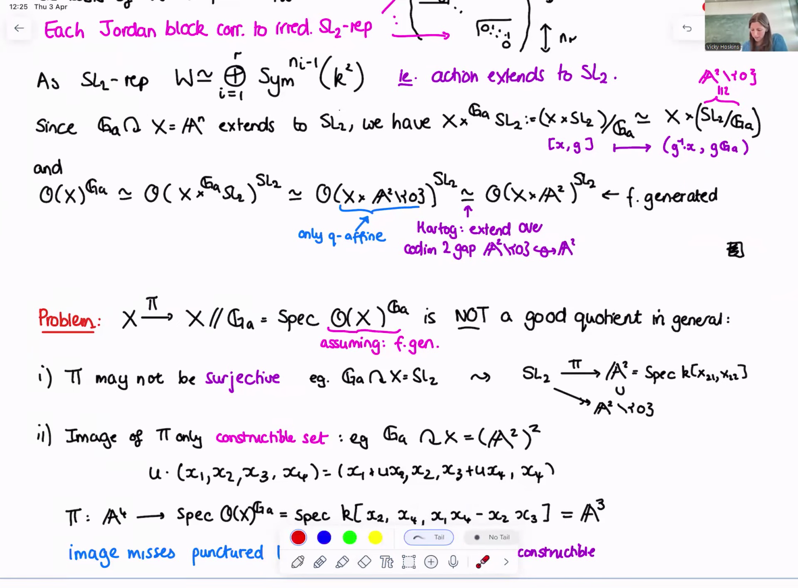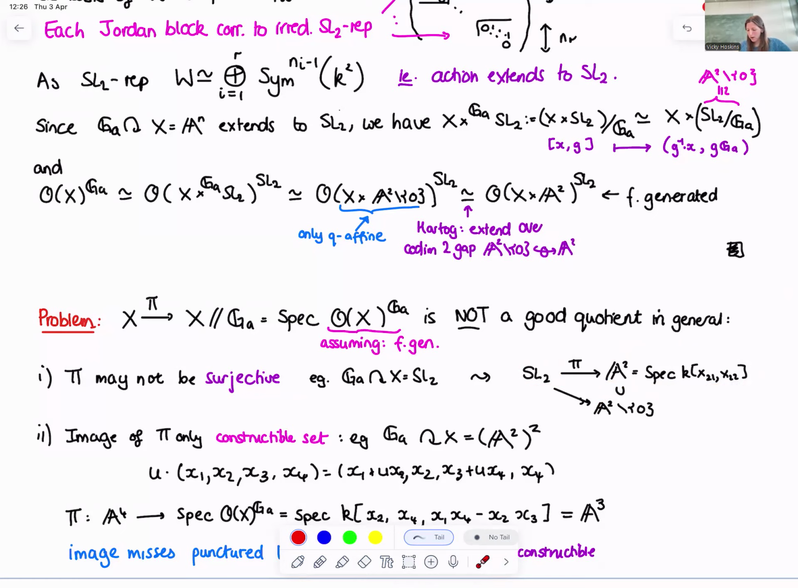And in fact, we've actually seen this in an example above because we took GA acting on SL2, and you can see that actually the invariant functions on SL2 are given indeed by the entries in the bottom row. And so the quotient that you should get is A2, but actually, of course, it only lands in A2 minus the origin. Because you're always going to get something affine here, whereas this is only quasi-affine, so it's landing in some open subset.